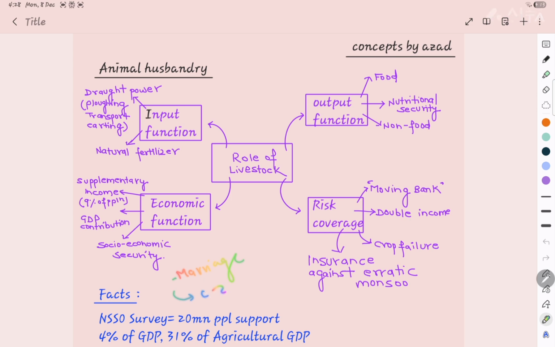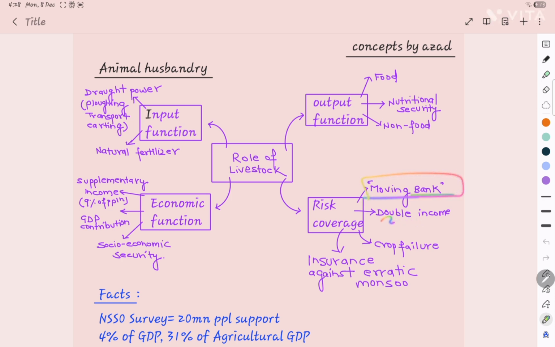Generally, what is the wealth distribution in India? We have much more inequality than other countries, like 1% of people have 40% of wealth. But in livestock wealth, 46% of people have 67% of the cattle. So here we have more equitable distribution.